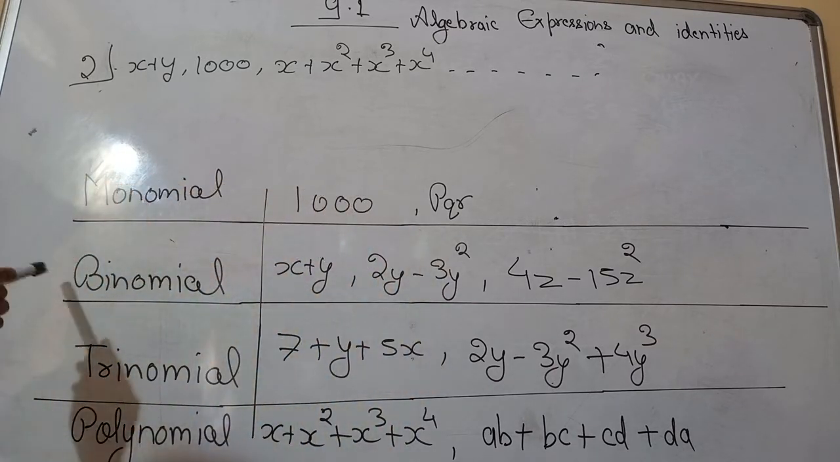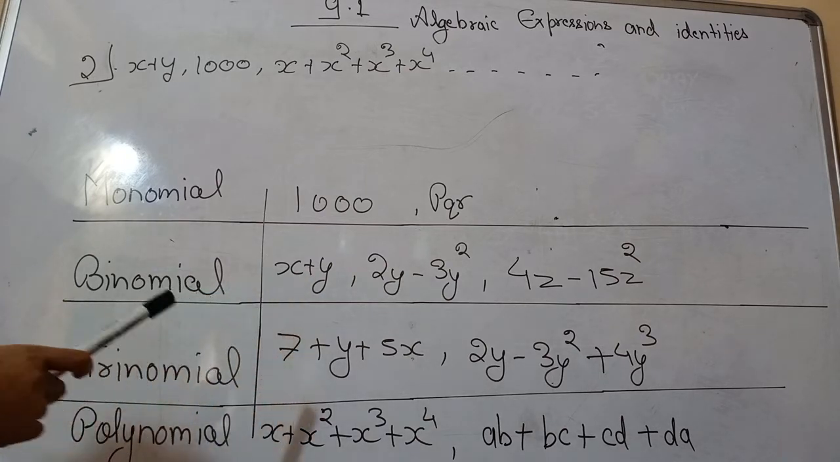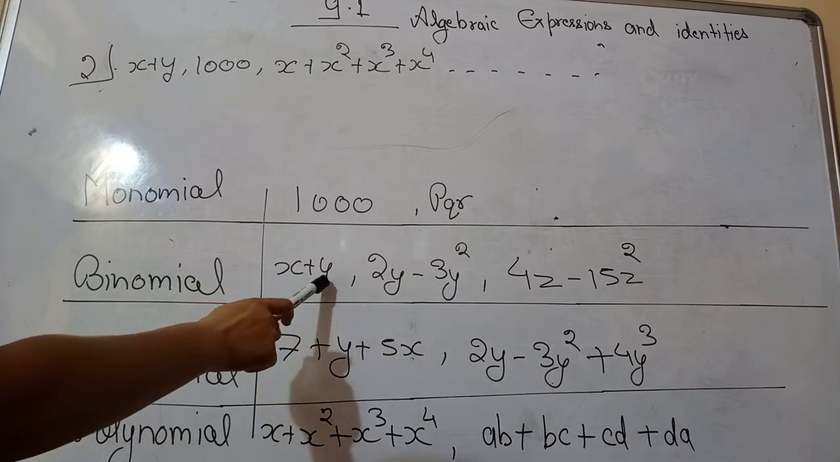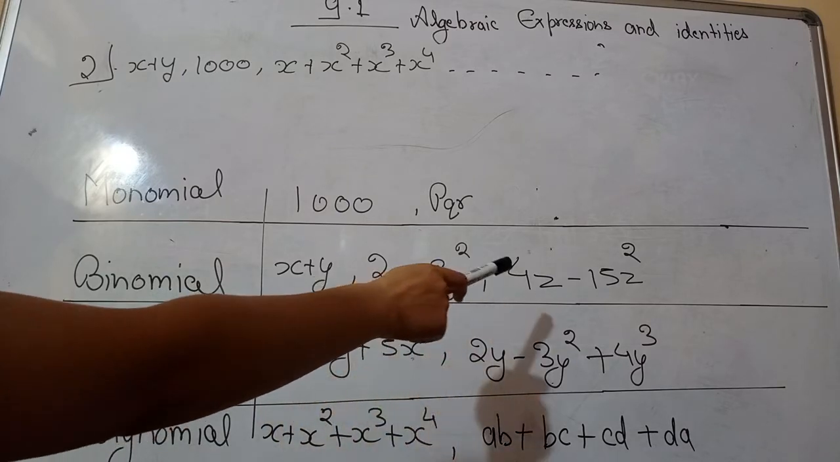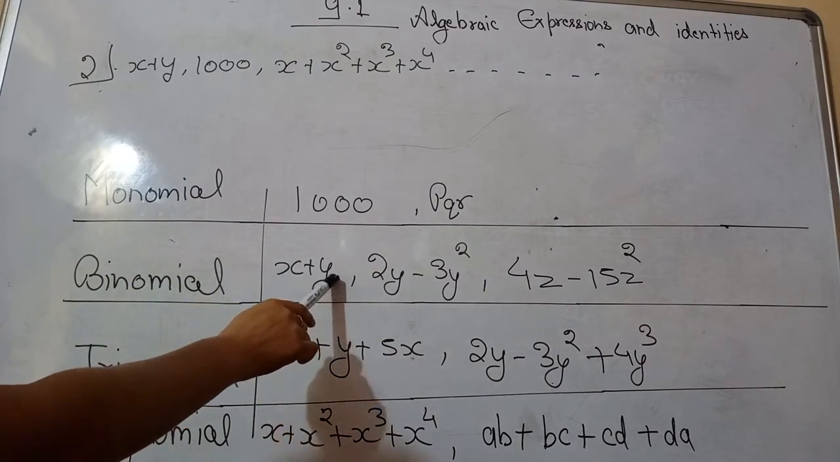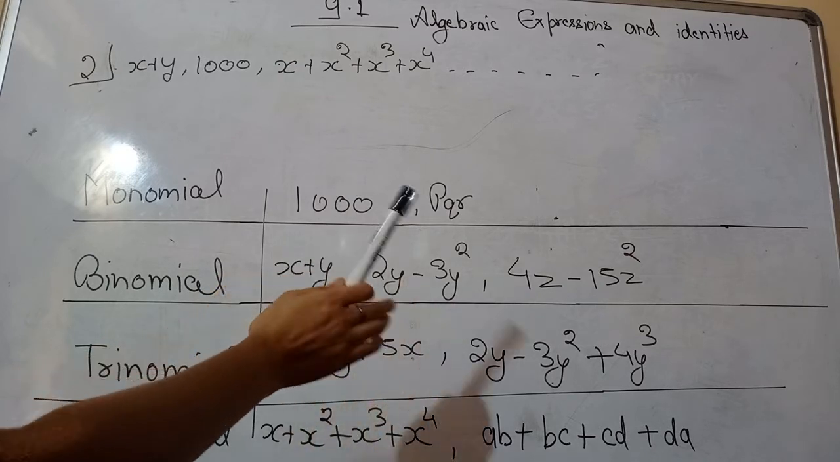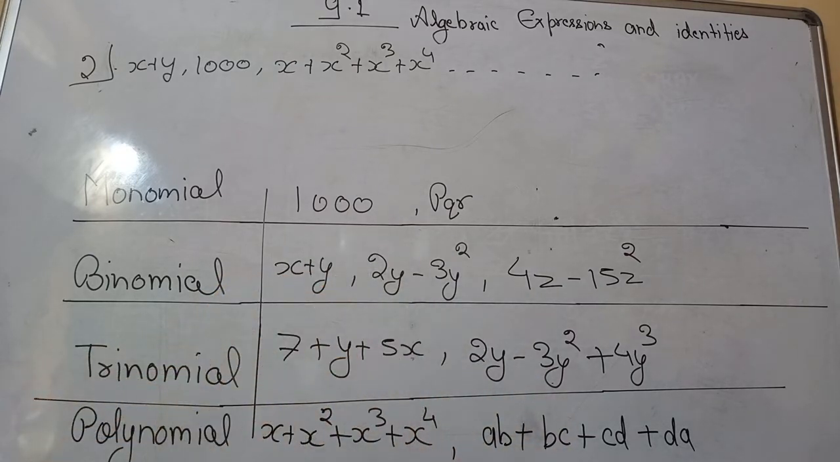Now binomial, clear by its name itself. The expression which is having two terms. Here you can see first term, second term, first term, second term, and in the third also first term and second term. So any particular expression which is having how many terms? Two terms. Divided by any operational sign, either it is plus, minus, divide or multiply. Okay, so the expression which is containing two terms is called binomial.